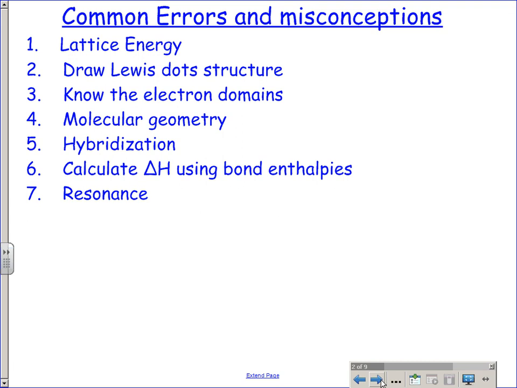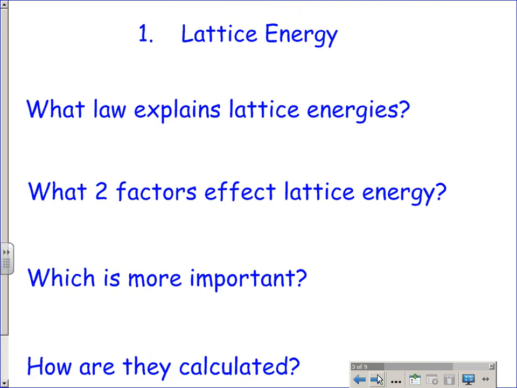Lattice energy. Drawing Lewis dot structures is an incredibly important idea for this upcoming test because it's really where you start most of your problems. Concepts related to electron domains, molecular geometry, hybridization, really the only math from the chapter that you're going to need to worry about, which is calculating delta H using bond enthalpies. Then finally, a little bit about resonance. So those are the ideas that we're going to be looking at here.